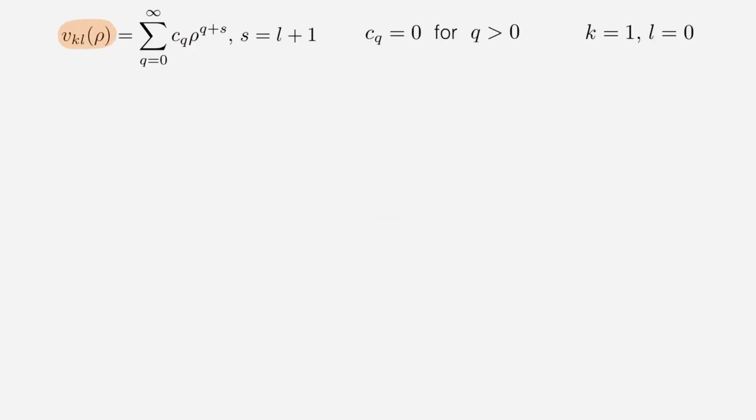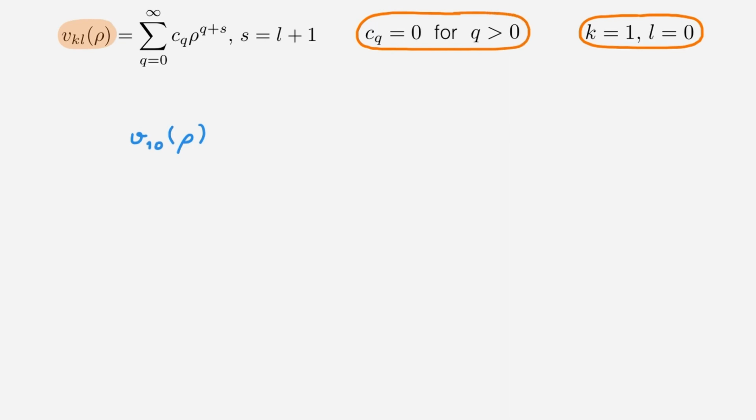The next step is to build V. For the ground state, k equals 1 and l equals 0, so that we write V with the subindices 1, 0. Next, as we've just established that all expansion coefficients are 0 apart from the first one, which corresponds to q equals 0, then this expansion up here has a single term, which we can write down explicitly. As s is equal to l plus 1, but l is 0, then the power of rho is simply 1. This means that we can get that V subindex 10 is equal to C0 times rho.